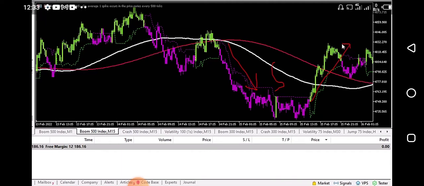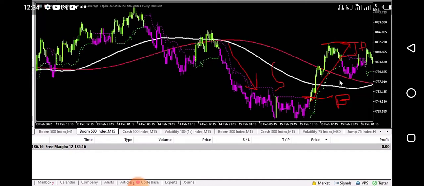But in this case right now, I wouldn't enter a sell here because the price has not, I wouldn't enter a buy here, sorry. I wouldn't enter a buy here, because the price has not crossed these two moving averages I have here. I wouldn't enter a buy here, right?